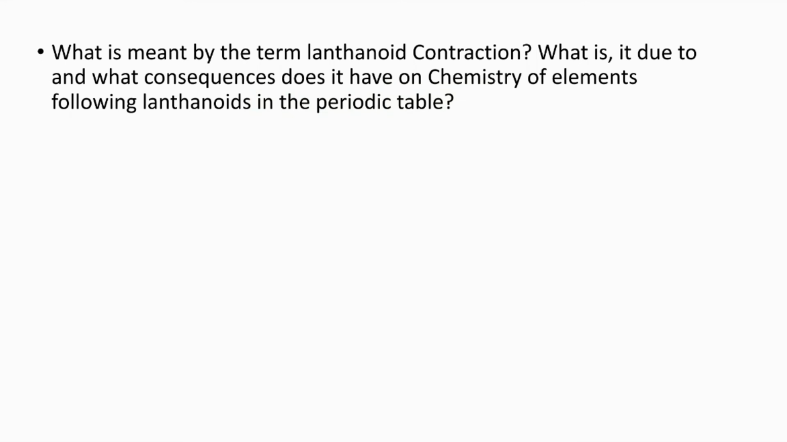See this question. This is a board question. It is a 3-mark descriptive question. What is meant by the term lanthanoid contraction? What is it due to, and what consequences does it have on the chemistry of elements following lanthanoids in the periodic table? So you will have to write in detail what is lanthanoid contraction, what is the reason for lanthanoid contraction, and 3 consequences also. It is a 3-mark question.